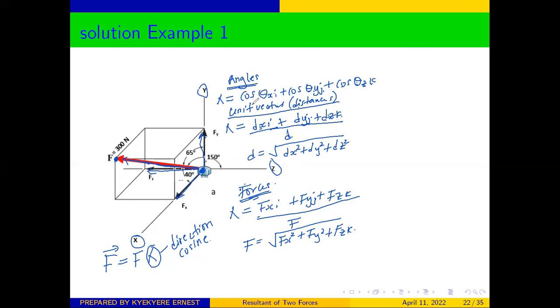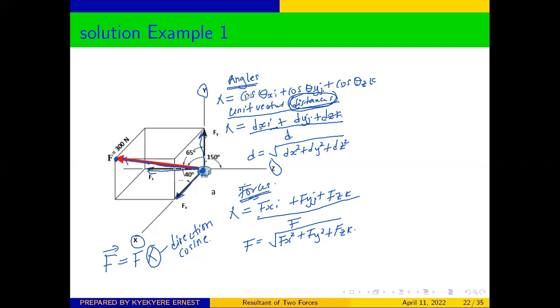When are you going to use each of the cases? It depends on the question which you are given. So in this question, we have been given the angle the force makes with the x-axis, which is 40, the angle the force makes with the z-axis, and the angle the force makes with the y-axis. So it means that in this case, we are going to determine our lambda using angles.